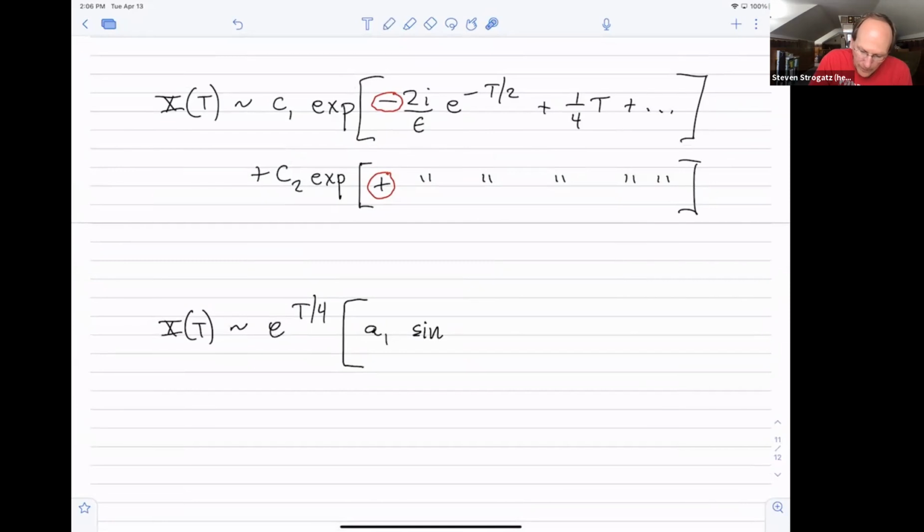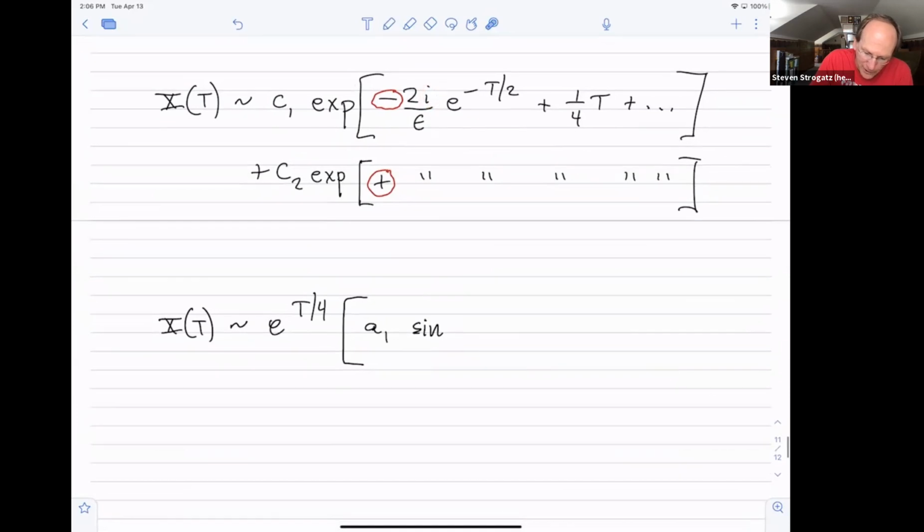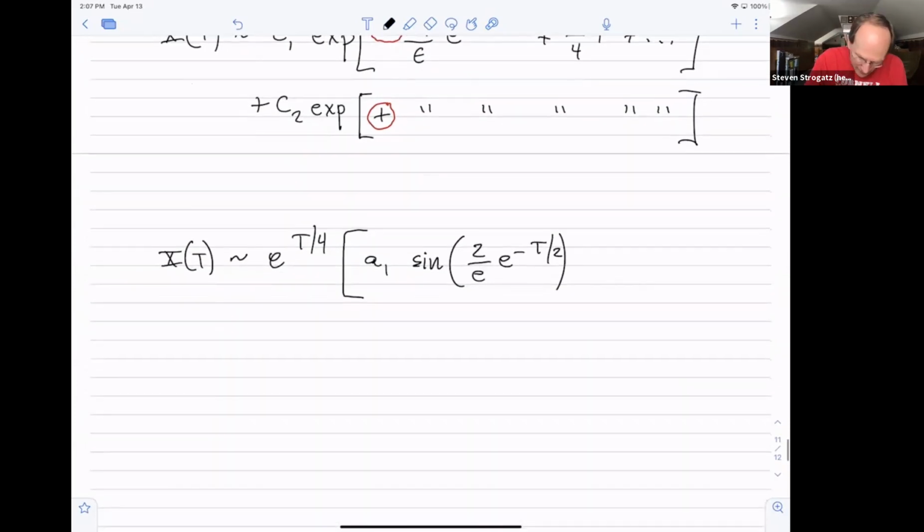What do I have to look at? I have to think of it as e to the i times some stuff. And the stuff is 2 over epsilon e to the minus t over 2. So that's going to be the argument of the sine function. It's this interesting object, 2 over epsilon e to the minus t over 2. That's how the time dependence comes in. Plus some other constant A2 cosine. Actually, maybe a little cleaner notation, whatever.